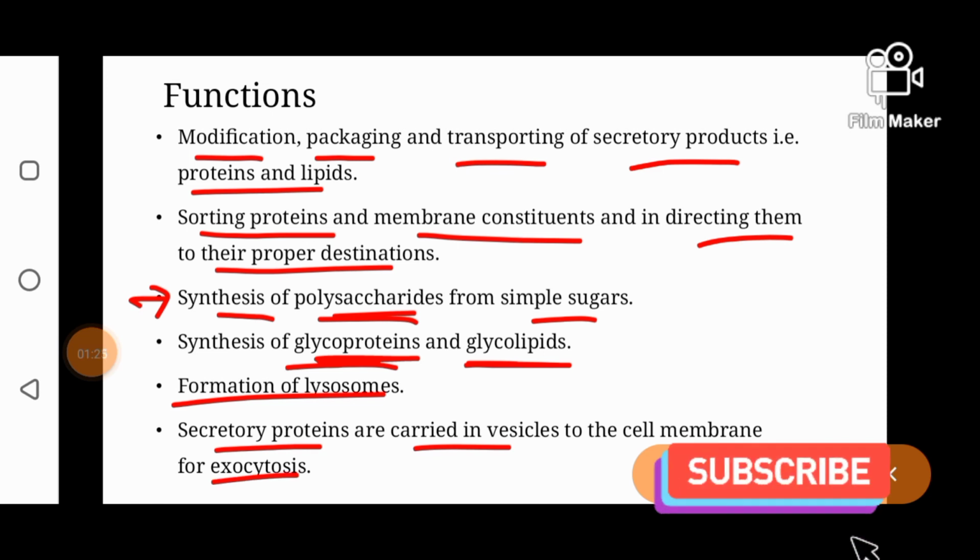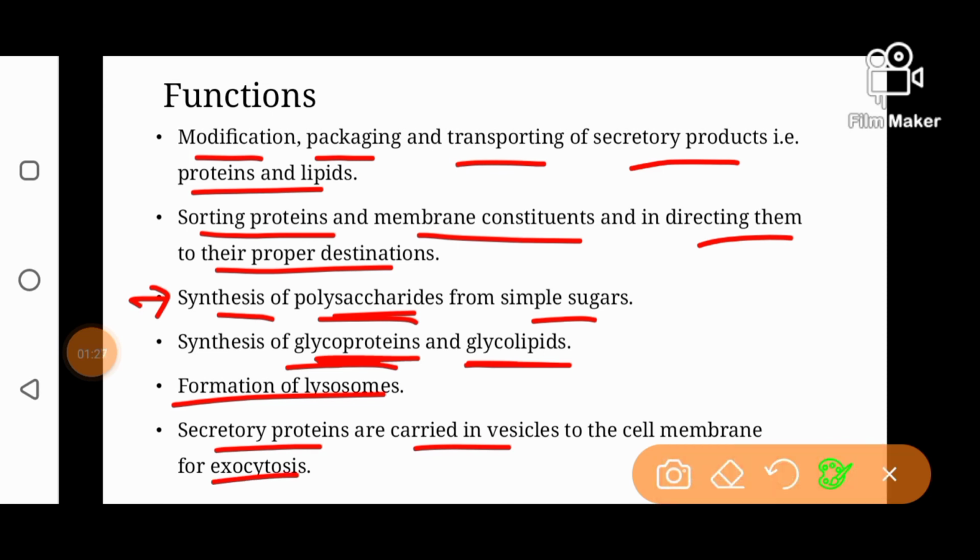So this was all about Golgi apparatus and its functions.